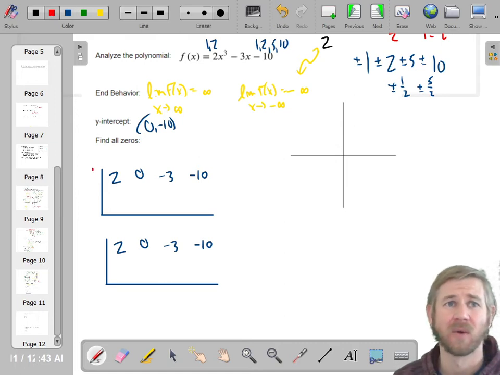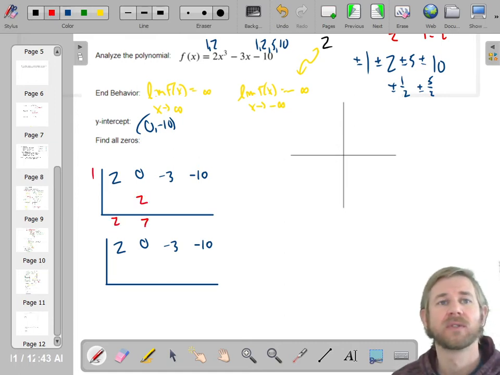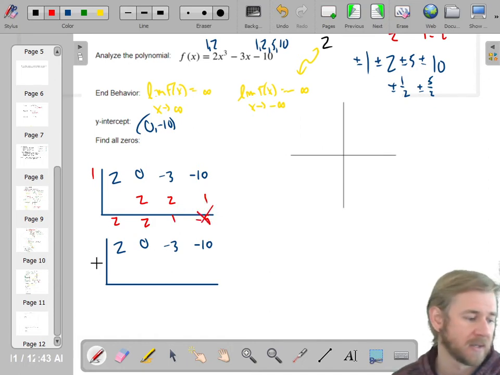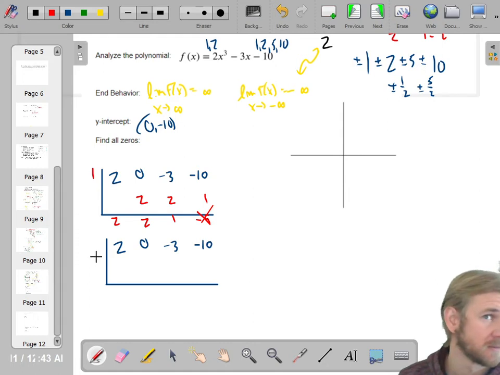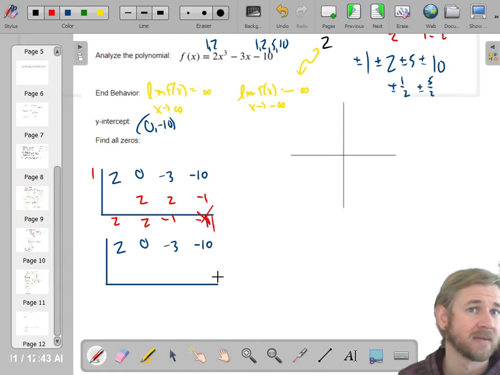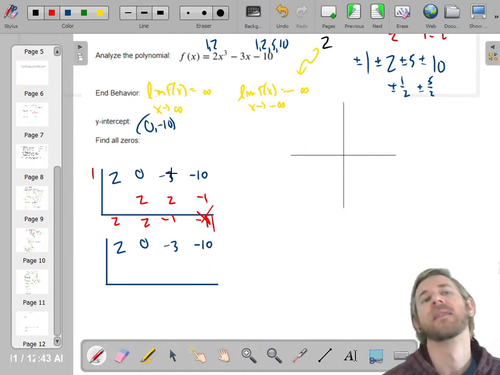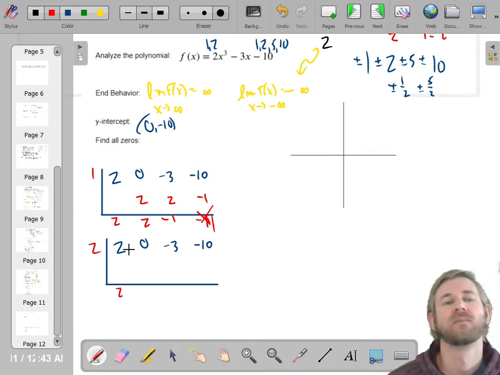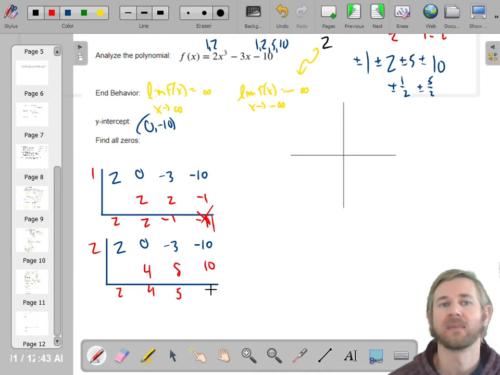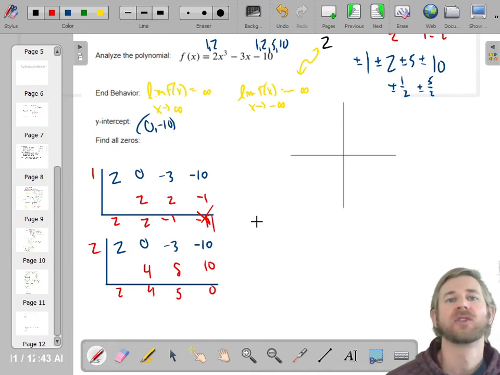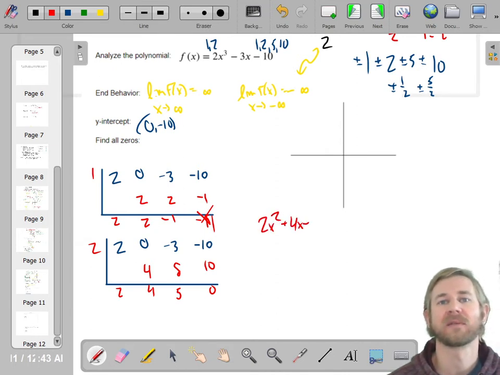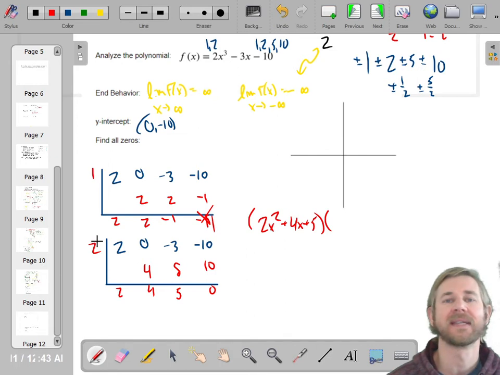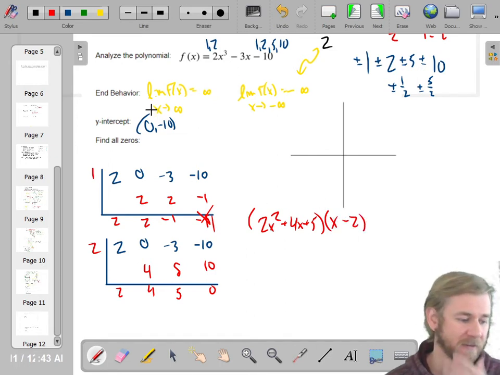Let's just start going. Let's try 1: 2, 2, 1, 1, negative 9. Nope. That should be negative 11. Something doesn't look right. Negative 3 plus positive 2 is negative 1. It doesn't matter. It's not 0 anyway. Let's try 2. 2, multiply, 4, add, multiply, 8, add, 5. Ooh, 10. Yep, got it. Okay. So now I have 2x squared plus 4x plus 5. And since 2 is a 0, x minus 2 is a factor.